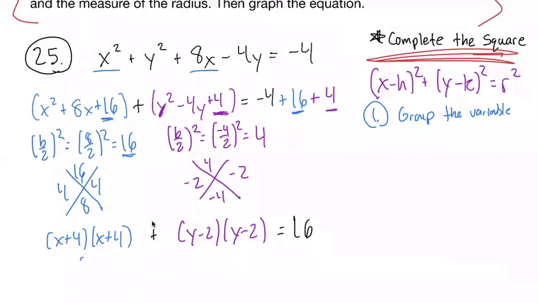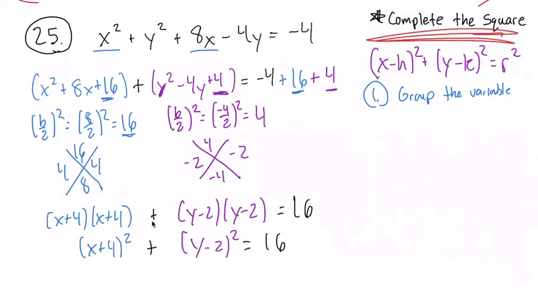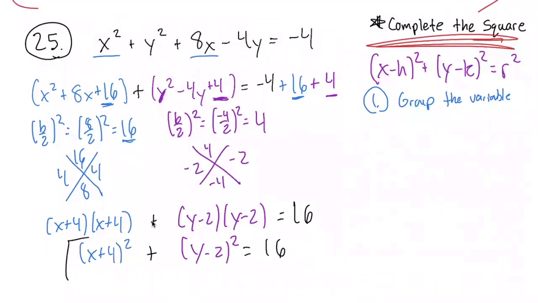This can now be simplified to x plus 4 squared plus y minus 2. Dang it, my y looks like x. Y minus 2 squared equals 16. Boom. So this is your official equation of a circle.